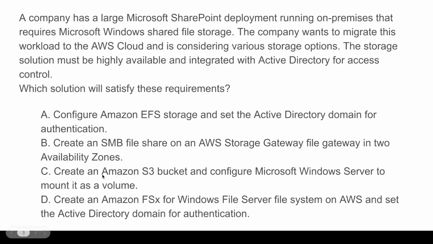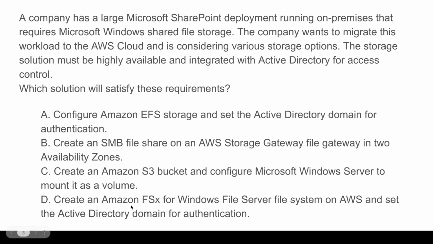Option C creates an Amazon S3 bucket. Now, this should already be a red flag to you because S3 buckets cannot be directly mounted on Windows. So this is a big problem and will create a lot of operational overhead. So C is not great.